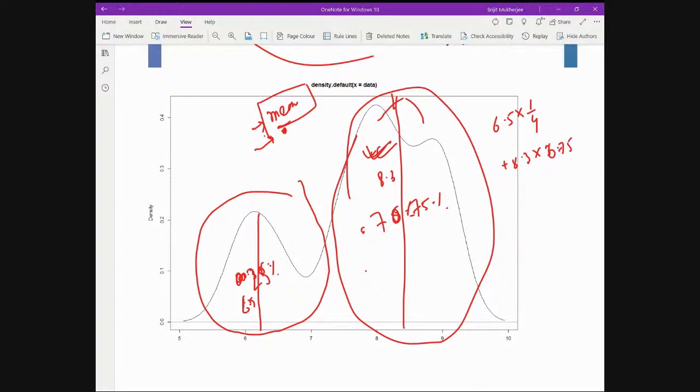What do we get? I'm just giving a brief estimate. 6.5 into 0.25 plus 8.3 into 0.75. It's a very vague estimate, okay?